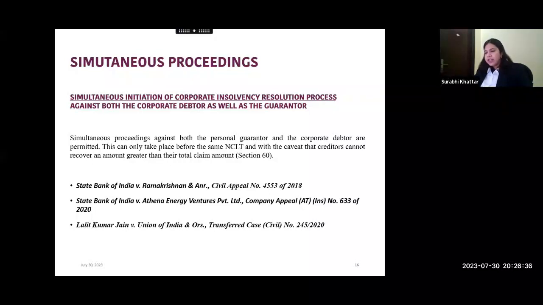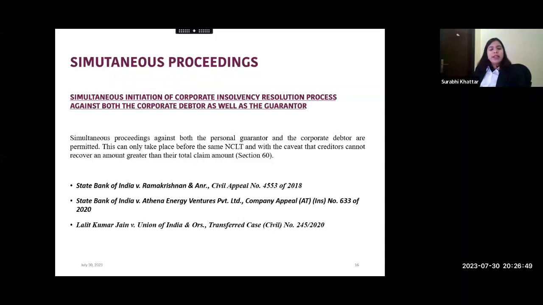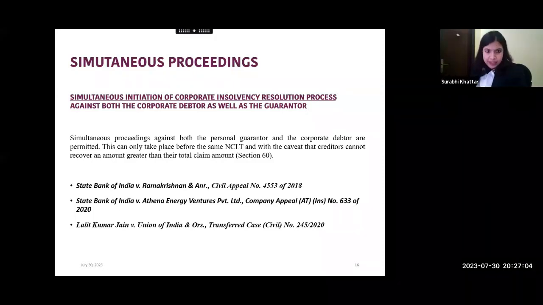However, in spite of this judgment, there was a judgment of NCLAT, National Company Law Appellate Tribunal, in Piramal Enterprises, where NCLAT held that simultaneous proceedings against the principal borrower and a corporate guarantor cannot be initiated, or simultaneous proceedings against co-guarantors also cannot be initiated. That judgment of NCLAT is currently pending in appeal before Supreme Court.